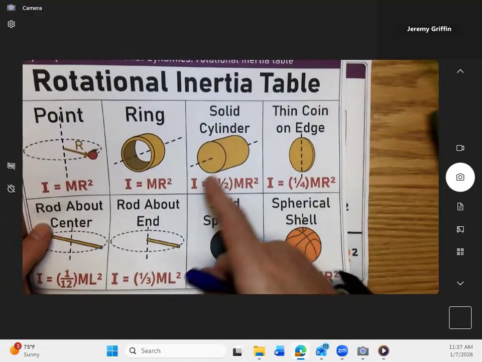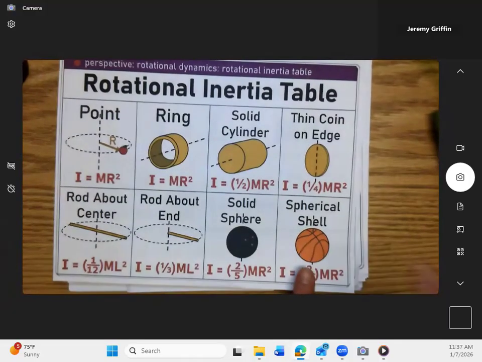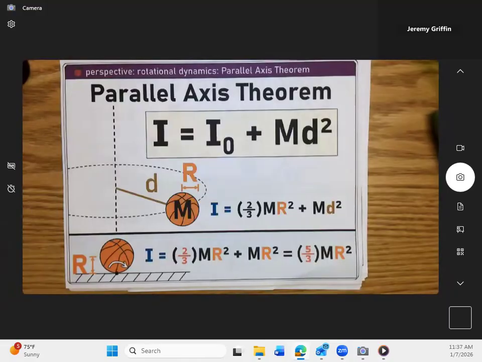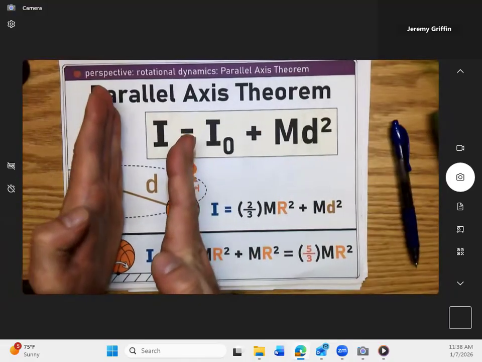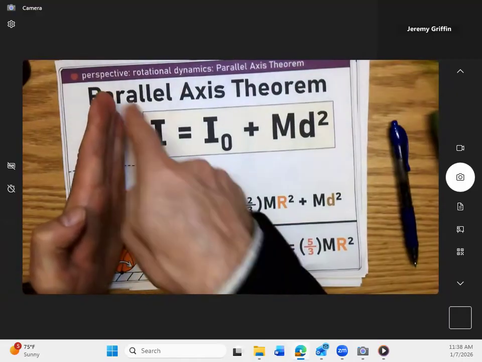Notice every one of these, there's some axis that I dashed off that's actually rotating. So the basketball can be spinning on your finger. That's okay. That's 2/3 mr squared. But what if it's revolving around some axis that's parallel to that axis, like this axis over here instead of this axis here? Hence the parallel axis theorem.